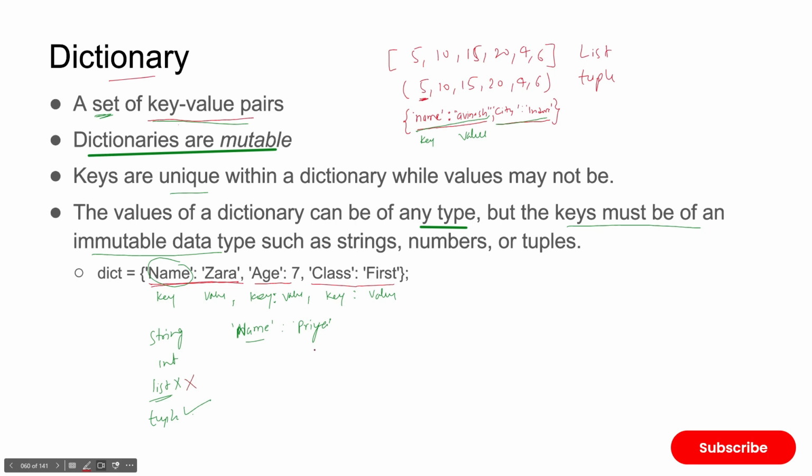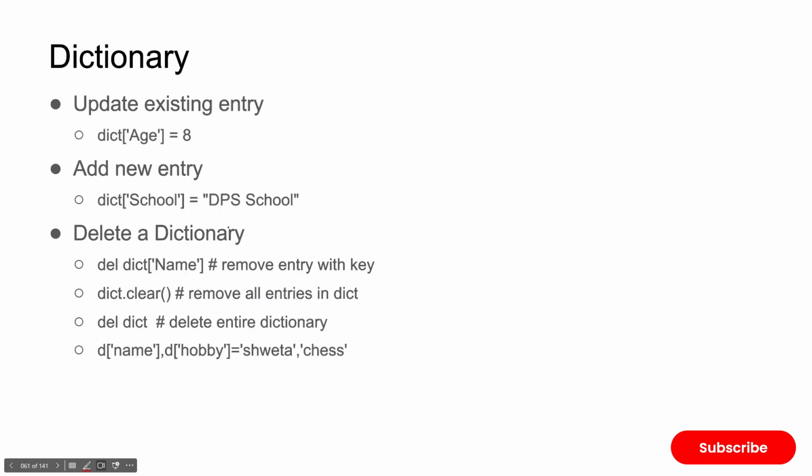Okay, let's see one more thing. You can update any of the existing entries. Like suppose you want to update age, so you can use the variable name. This is your key and this is your value. You can update your values. You can also add a new entry, like for example, if I want to add school name is DPS, right? So I am adding one more value to it.